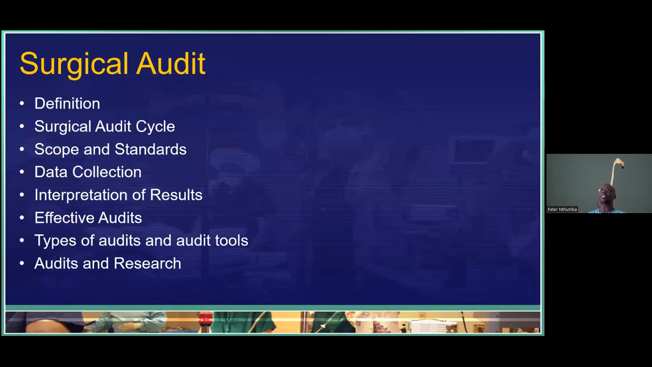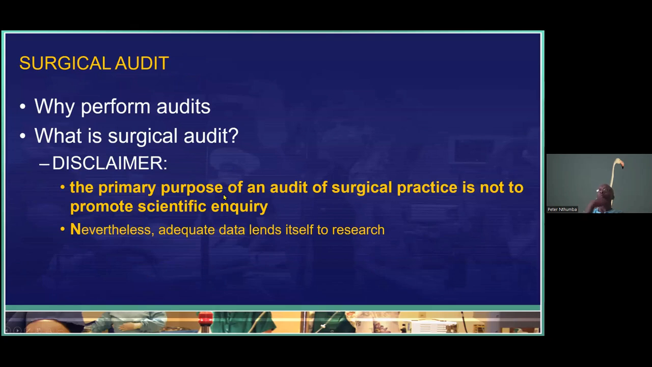So I'm going to run through the definition of a surgical audit cycle, look at scope and standards, discuss data collection, interpret results, look at what effective audits look like, and then consider different types of audits and audit tools, and finally close with the relationship between, or the move from, audits to research.